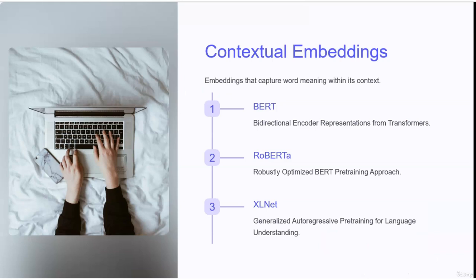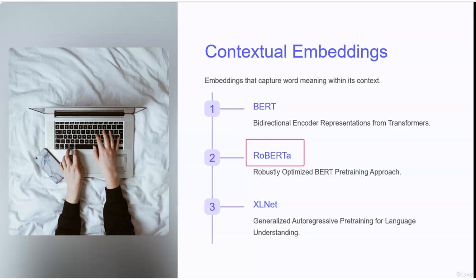Next, we have contextual embeddings, which capture the meaning of words within their specific context. BERT, or Bidirectional Encoder Representations from Transformers, reads text bidirectionally, understanding words in context both before and after them. For example, in the sentence, "He went to the bank to deposit money," BERT understands that bank refers to a financial institution because of the context provided by deposit money.